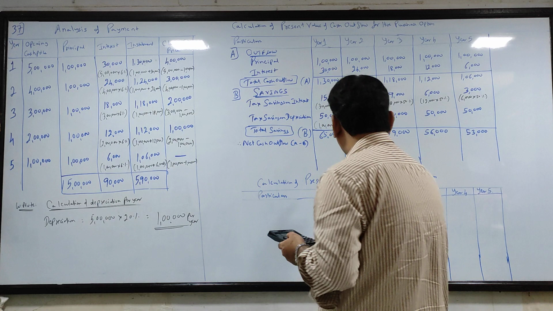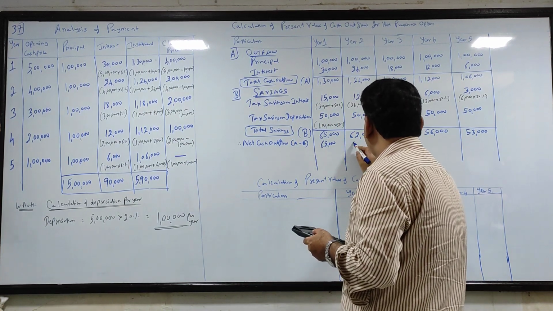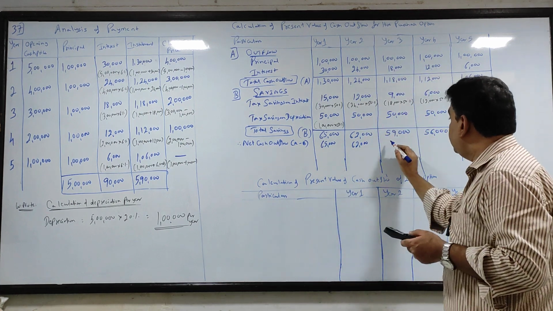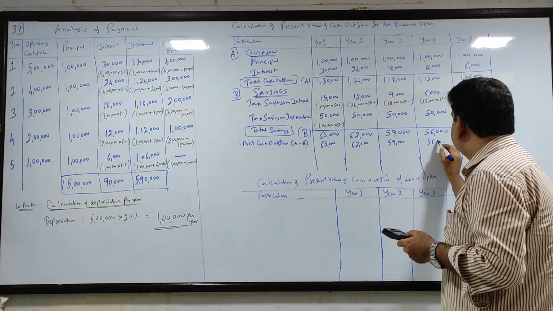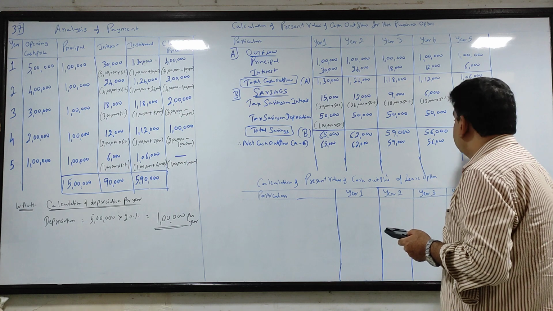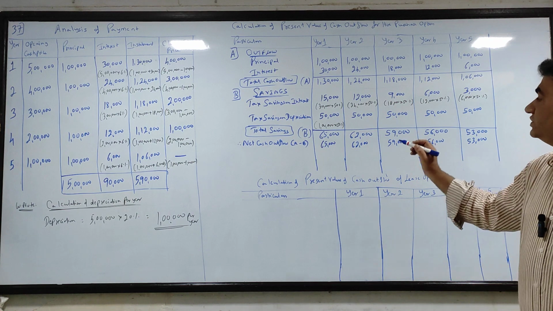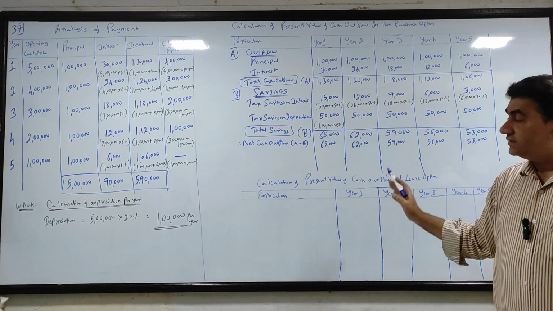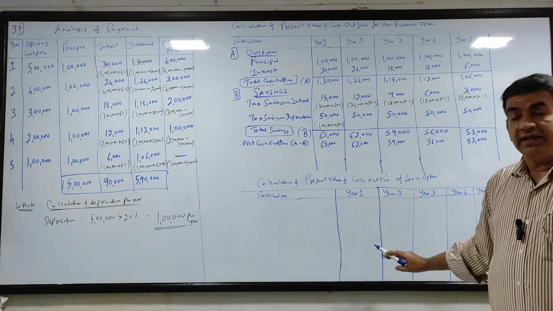130 minus 65 gives you 65. 124 minus 62 gives you 62. 118 minus 59 gives you 59. This is 56 and this is 53. Fortunately, it is coming same as savings because the cash outflow is double. Got it guys? Again I am repeating, no new point here. The new point is coming.